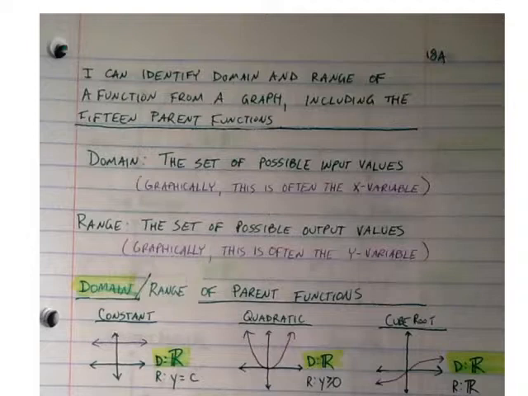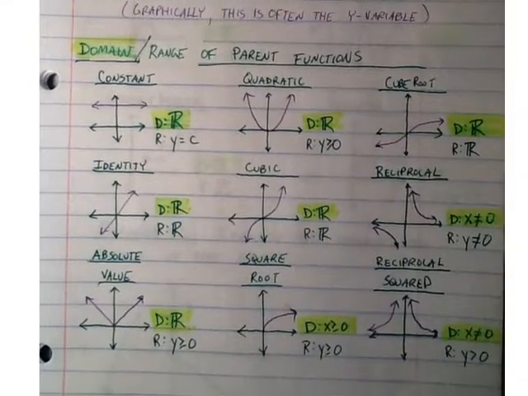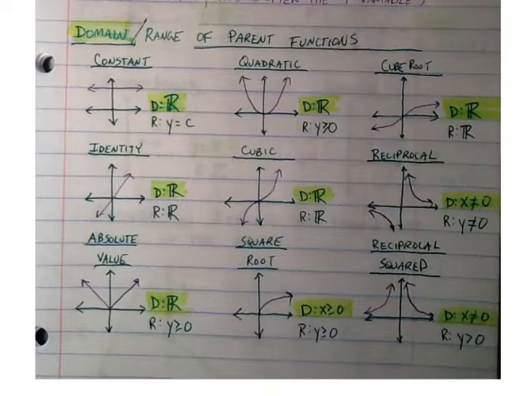We're going to start by looking at the domain and range of the 15 parent functions, and then we will take a look at two other examples. So here's the domain and range of our 9 toolkit functions, as Lippmann refers to them, and on the next page we'll get to the other ones.